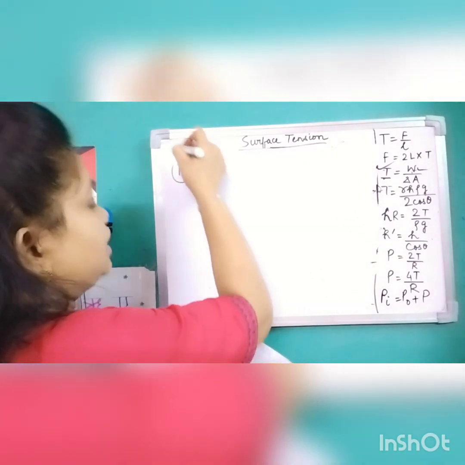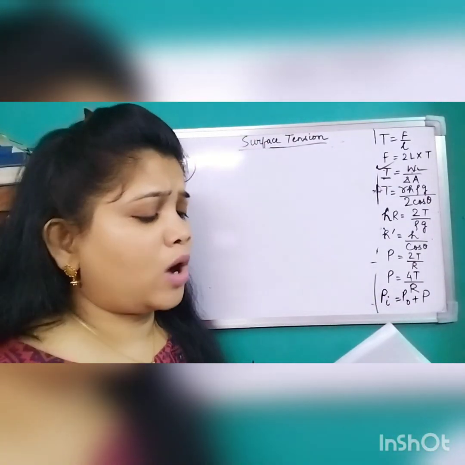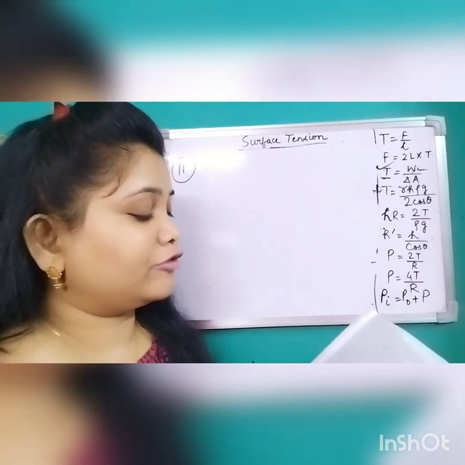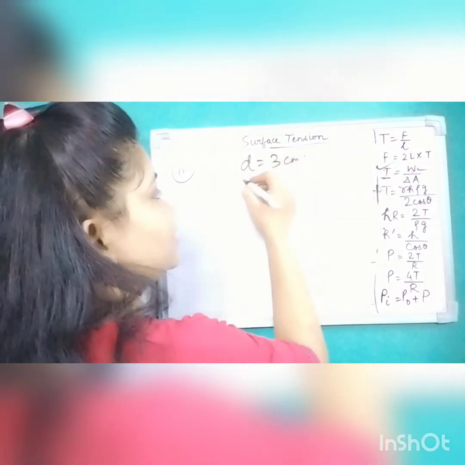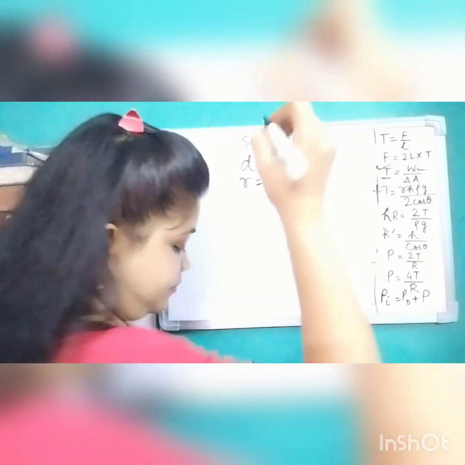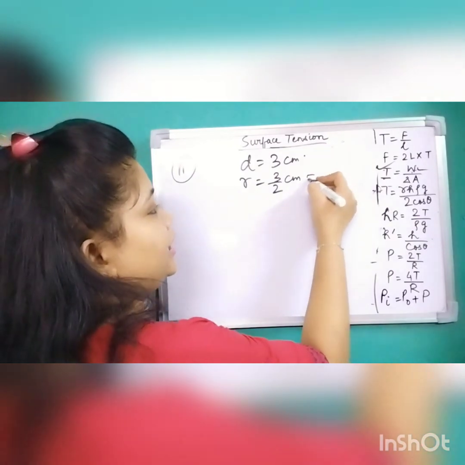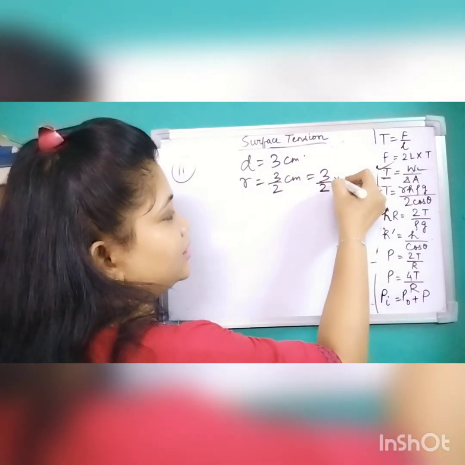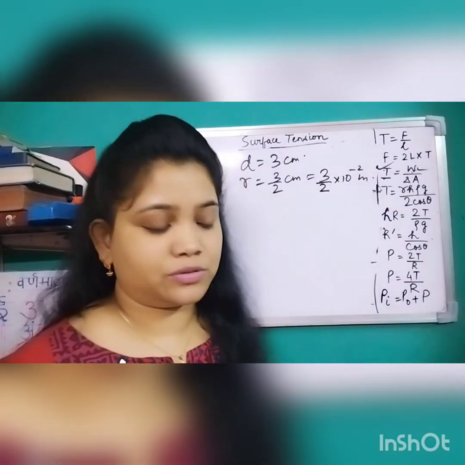Sum number 11: a thin wire is bent in the form of a ring of diameter 3 centimeter. So the diameter is given as 3 centimeter. So what will be the radius? 3 by 2 centimeter. I am doing it beforehand. So 3 by 2 centimeter, and we have to convert centimeter into meter, that means 10 to the power of minus 2 meter. Let me keep it, or you can solve it also, no problem.